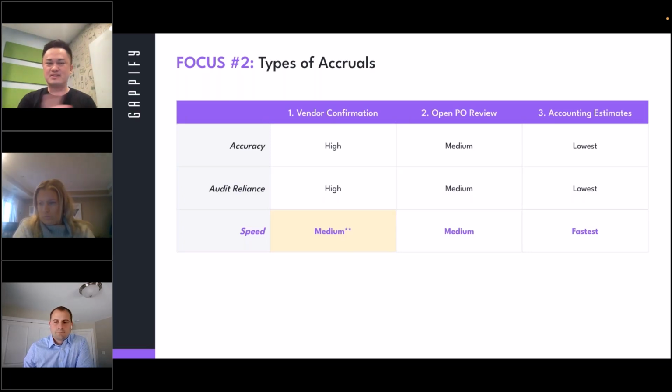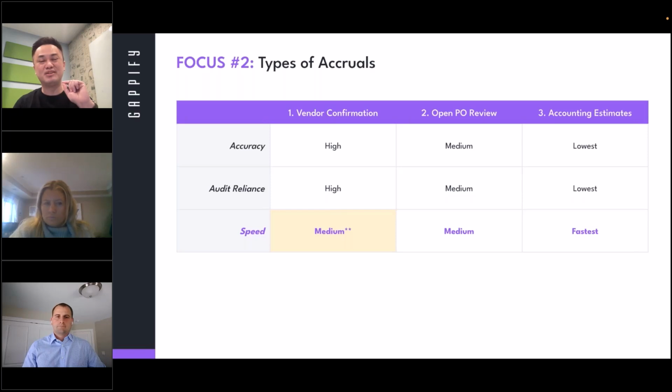Let's talk about speed. So to the question earlier, speed, there's a lot of variables involved, and so I'll talk about them. There's no one size fits all approach. So my approach with this webinar and this slide specifically is just to talk about the different perspectives and the different options out there. Ultimately, speed is dependent on a lot of internal factors. I'm going to start with vendor confirmation.